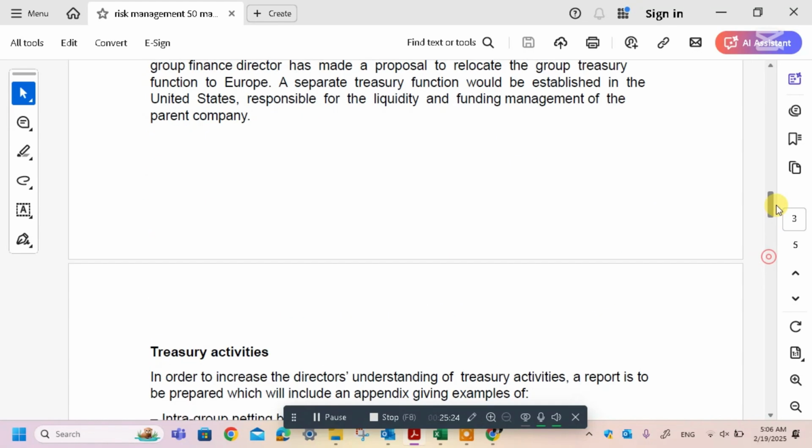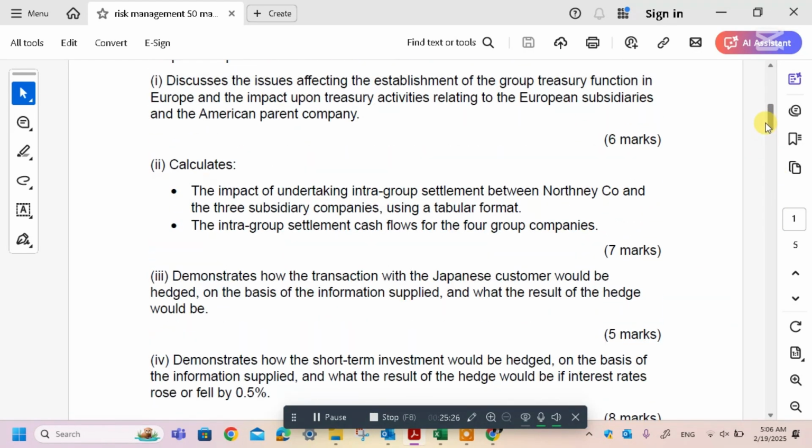Where is the requirement? 7 marks. Good. That's an easy 7 marks. Third part, demonstrate how the transaction... See, I didn't answer the first part. I'm finishing the calculations in the spreadsheet. Then we will go to the word processor and start writing the report. So 1 is discussion only in the report. 2 is calculation. I finished it in the annexure.